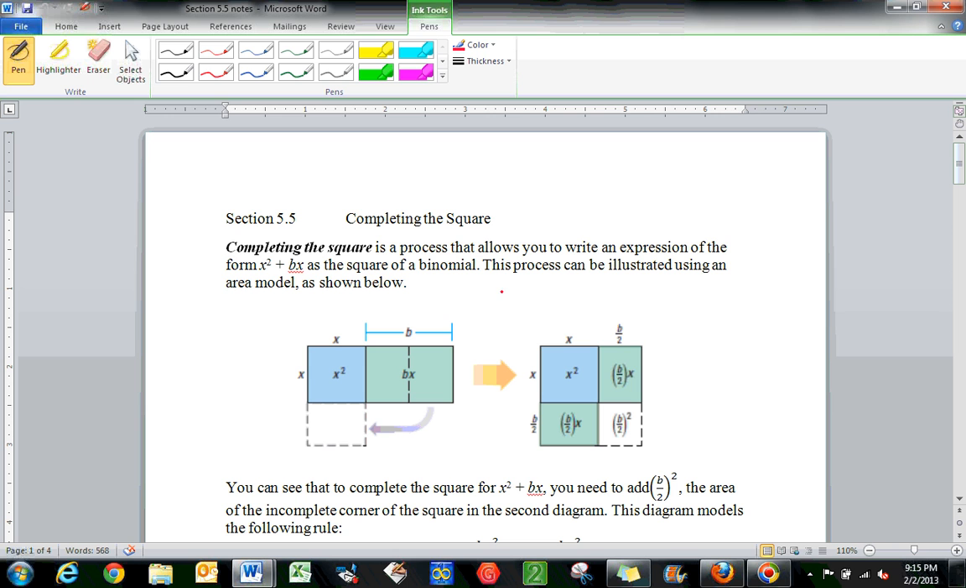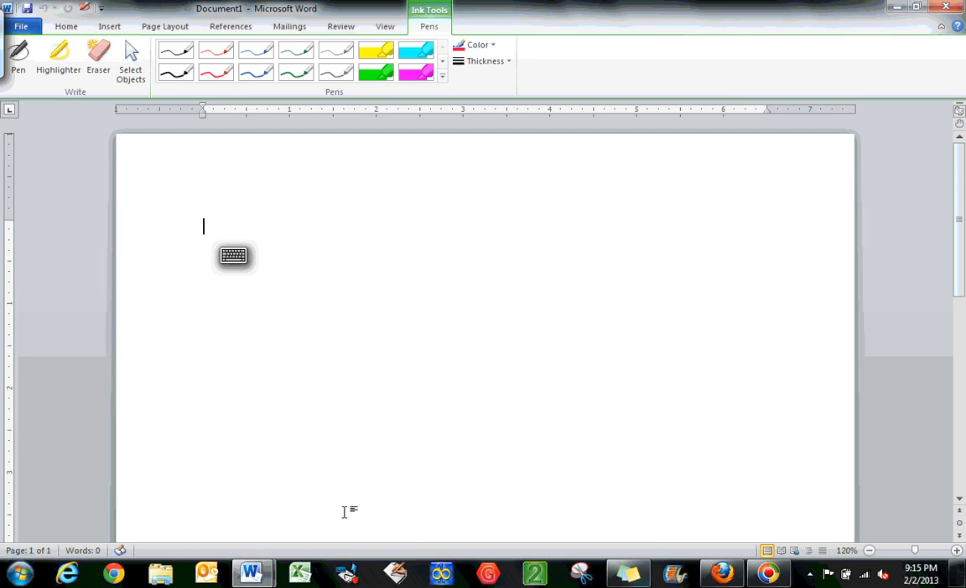As you can see in this first statement, completing the square is a process of writing an expression in terms of a square of a binomial. Now, before we get into this lesson, I'd like to talk about what the square of a binomial is more specifically so that you know what it should look like when you get there. So I'm going to go to another page here, and we're going to discuss the square of a binomial.